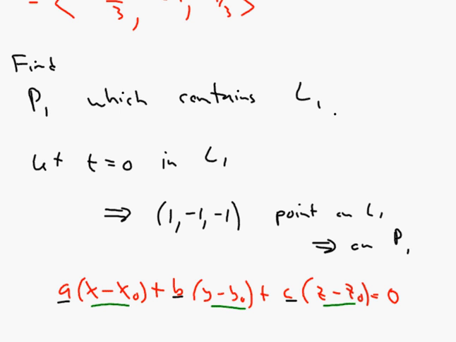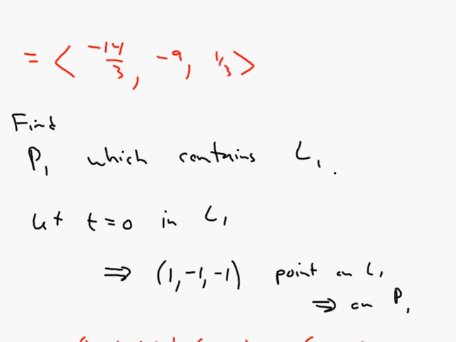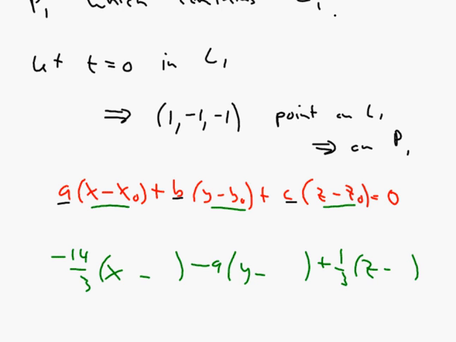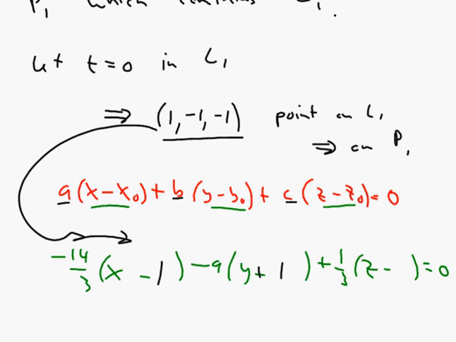So let's finish this up. A, B, and C be the normal vector to the plane, which we have here. That's the normal vector to either plane. Doesn't matter. All right, so it's -14/3 x minus something, minus 9 times y minus something, plus, I think it was what? 1/3, 1/3 times z minus something equals 0. Okay. Well, I just wanted to go through a point. I already have the point. There it is. So I can just plug that in. So I get 1 plus 1 and plus 1. So here's the equation of our plane.